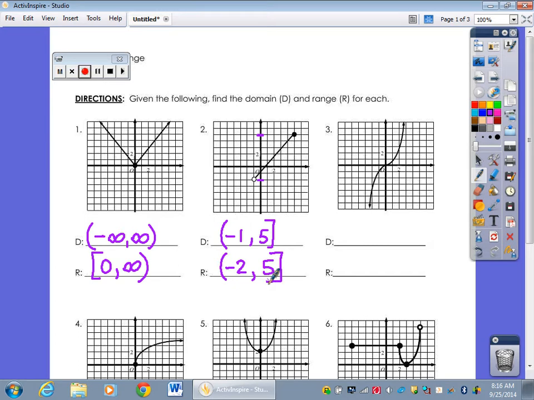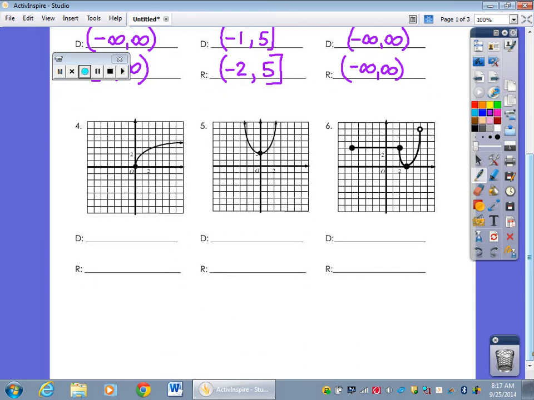Okay, for the next one, you have arrows going in both directions. So if you go from left to right on this, you're basically going from -infinity to infinity, both with parentheses. And then if you go from top to bottom, again, arrows going in both directions. So it's going to be -infinity to infinity.